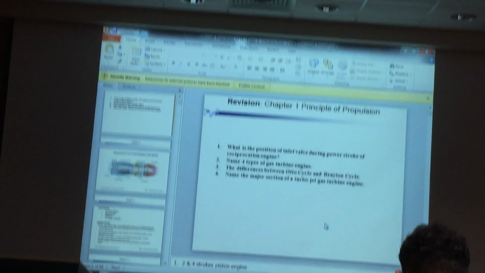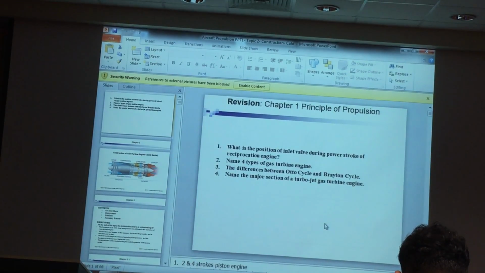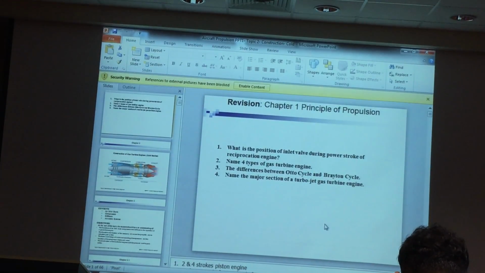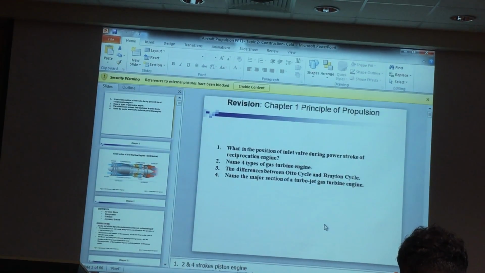So name four types of gas turbine engine. Turboprop, turboshaft, turbofan, turbojet. Okay, you understand?